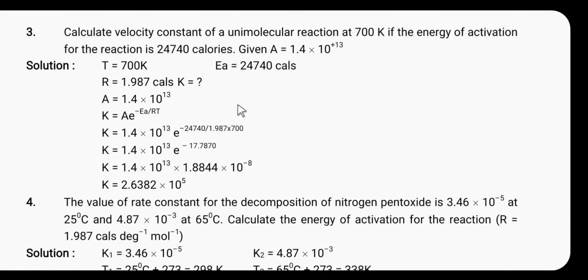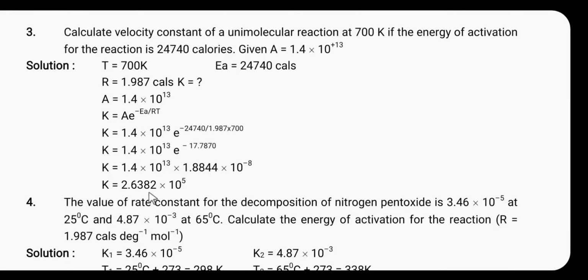In the last lecture we derived the exponential form of the Arrhenius equation: k is equal to A e raised to minus Ea by RT. Here Ea is the energy of activation, given in calories, so we have to consider R in calories. Directly we can substitute the values of Ea, R, T as well as A, and finally we will get the value of k.